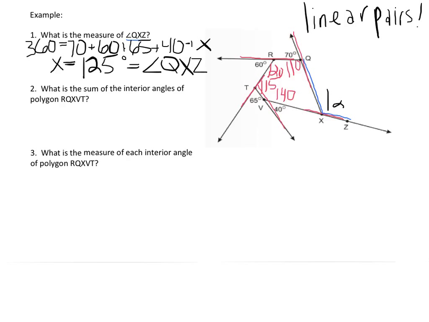So I'm going to go ahead and fill that in. And now, since I know that this is a linear pair, I know that that interior measure is 55.